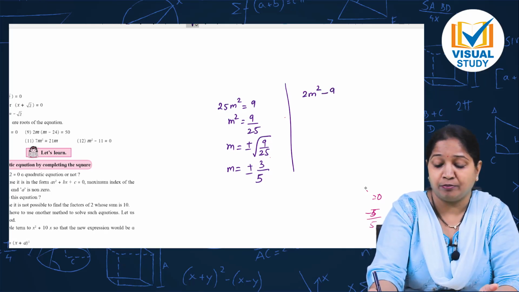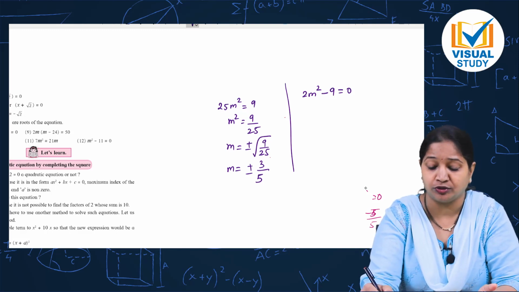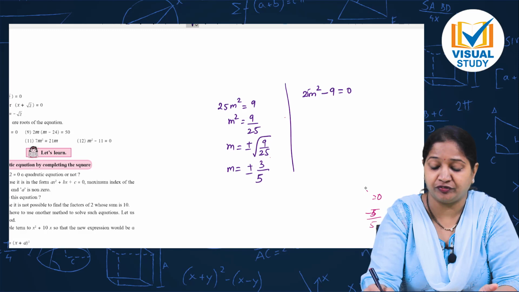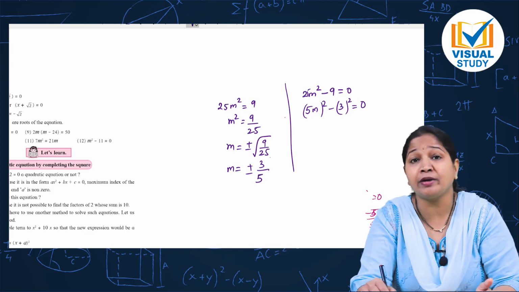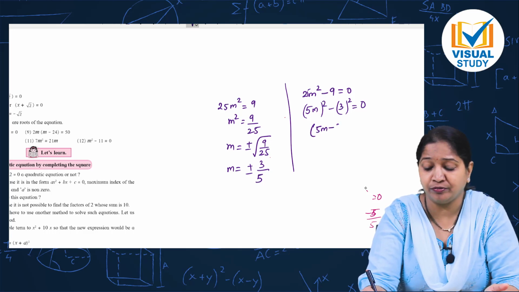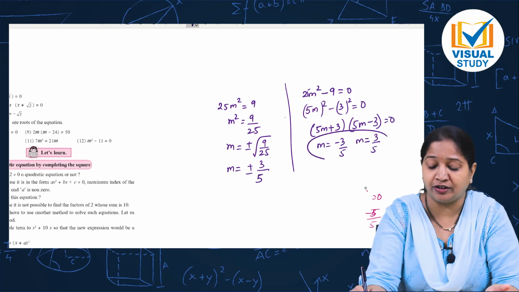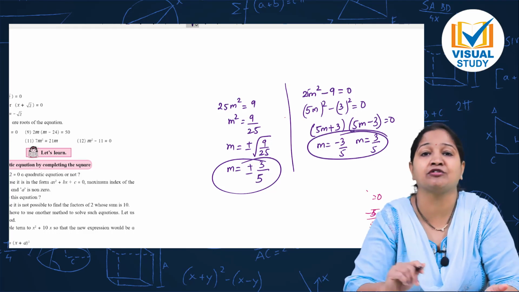2m square minus 9. Bring this 9 here and you get minus 9 equal to 0. Sorry, it is 25. Now this is 5m whole square minus 3 square. So it is now in the form a square minus b square. So you get 5m plus 3 and 5m minus 3 equal to 0. And you get m is equal to minus 3 upon 5 and m is equal to 3 upon 5. Again the same answer I have got.